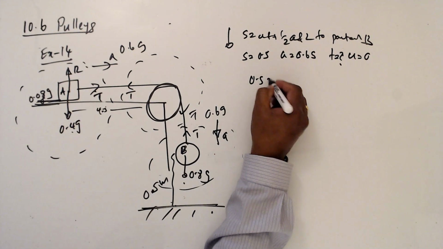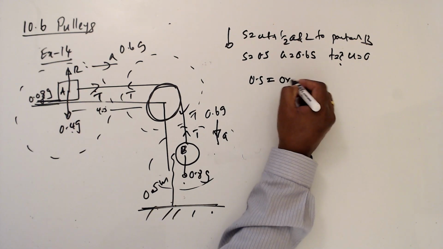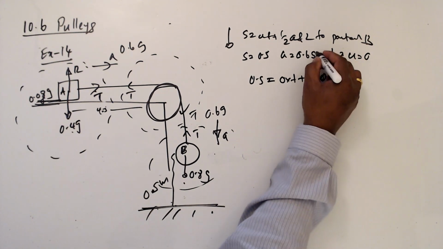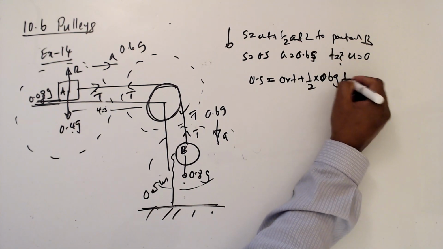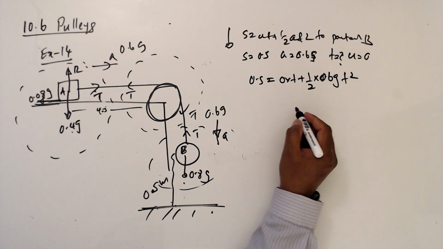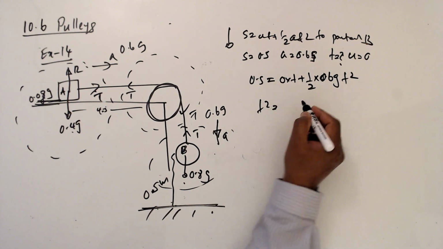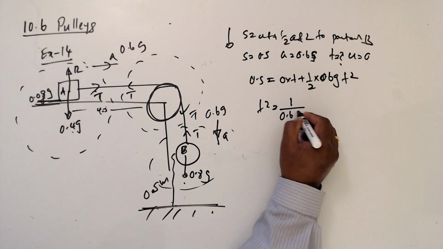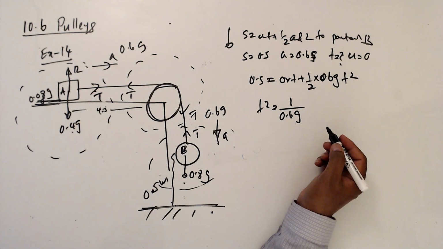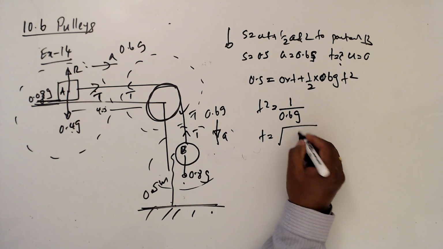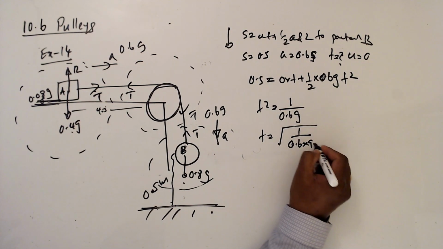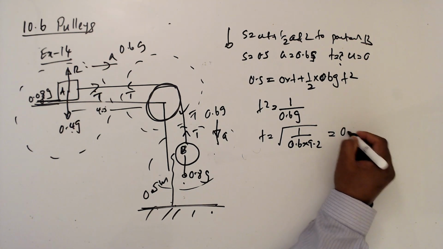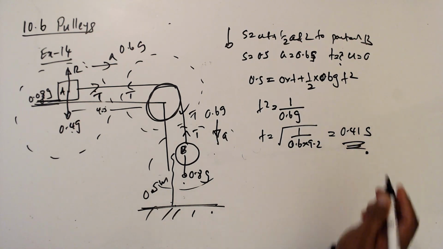So S equals 0.5 times 0 times t plus half times 0.6 g times t squared. So t squared equals 2 times 0.5, 1 divided by 0.6 g. So t equals the square root of 1 over 0.6 times 9.8. You will get the answer 0.41 seconds.